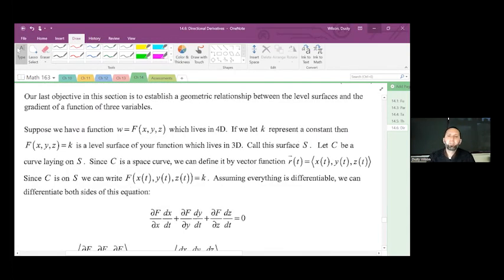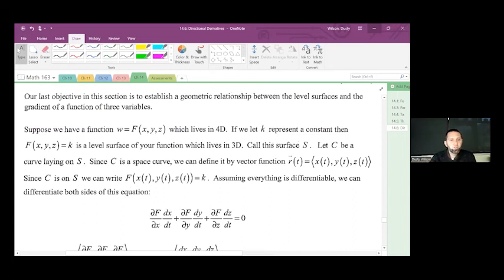Our last objective in this section is to establish a geometric relationship between the level surfaces and the gradient of a function of 3 variables. So suppose we have a function w equals big F of x, y, z, which lives in 4 dimensions. If we let k represent a constant, then big F of x, y, z equals k is a level surface of our function, which lives in 3D. So the overall thing's in 4D, but the level surface is in 3D. We call this surface S.